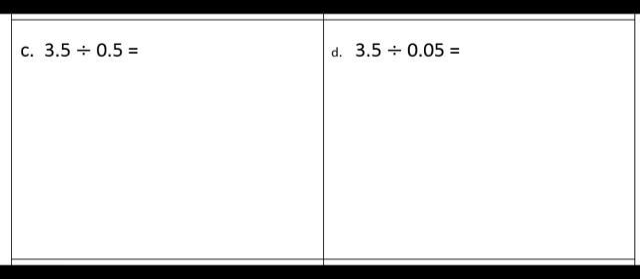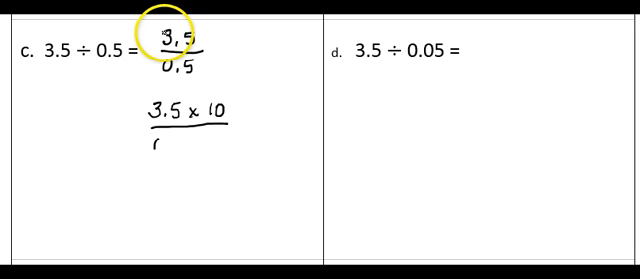Let's look at the next example. This time I have 3 5/10 divided by 5/10. I'll start by writing it as a fraction, 3 5/10 divided by 5/10. Now I need to multiply my numerator and my denominator to get whole numbers, and I'm going to do that by multiplying them both by 10. So 3 5/10 times 10 and 5/10 times 10. Because I'm multiplying them by 10, that means each digit will move one place value to the left.